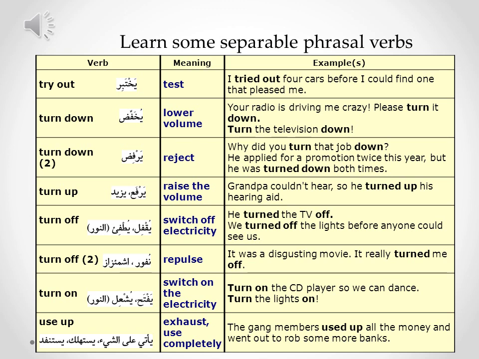And the next phrasal verb is to turn off. Normally to turn off, to switch off electricity. Examples: he turned the TV off. Next example: we turned off the lights before anyone could see us.